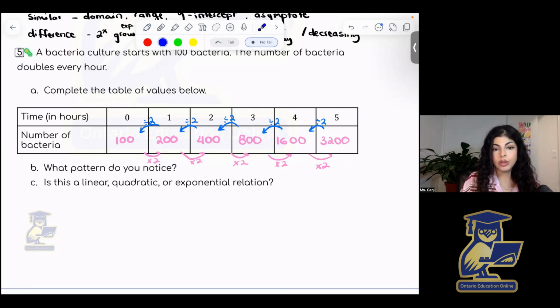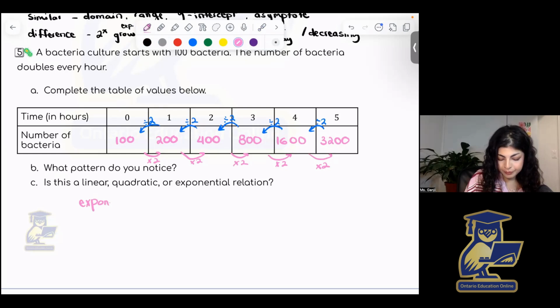we have an exponential function, which is different from linear and quadratic because linears have the same first difference, quadratics have the same second difference, but exponentials are with multiplication. They're not addition or subtraction, they are multiply or divide. So this one is an exponential function.